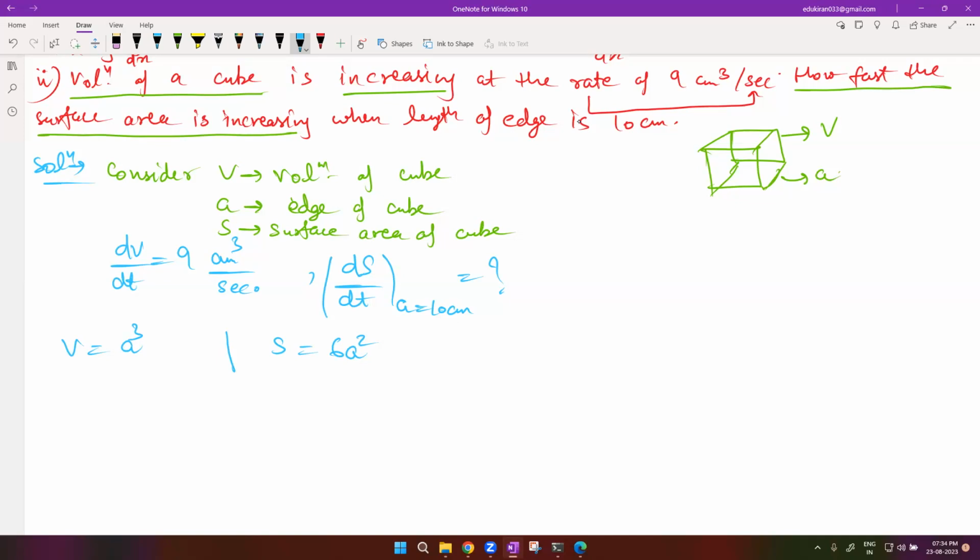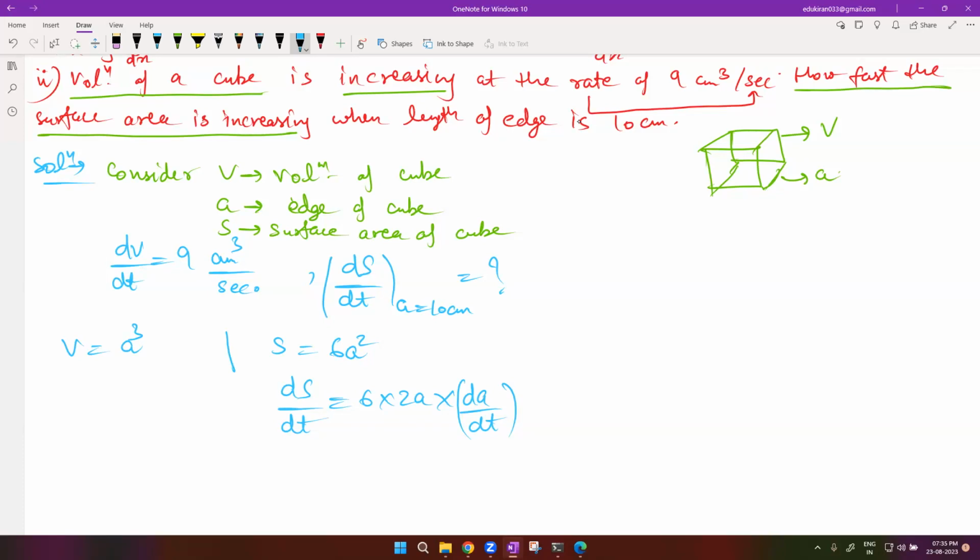We know dV by dt and we want to find out dS by dt. Definitely they both have a relationship with A, so A will be involved. So let's try to find out what is being asked. If I differentiate the whole equation with respect to t, this will be dS by dt, and this will be 6 as it is. A square will be 2A into the differentiation of A, dA by dt.